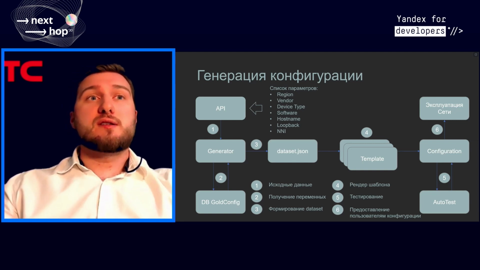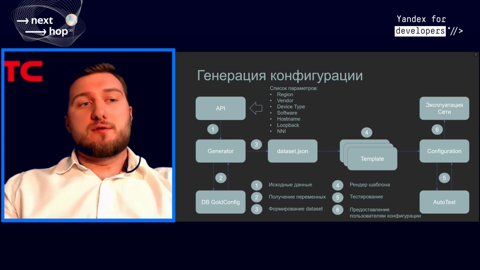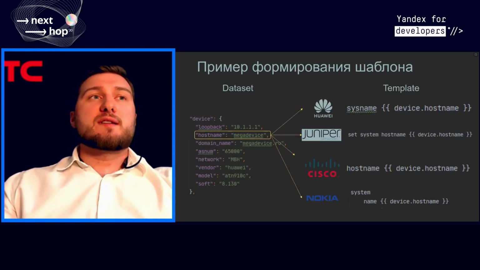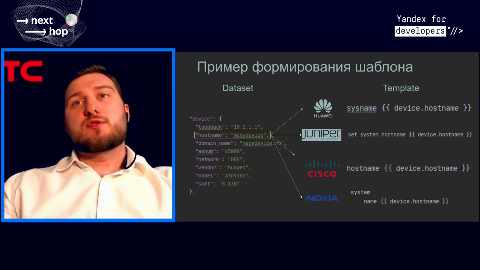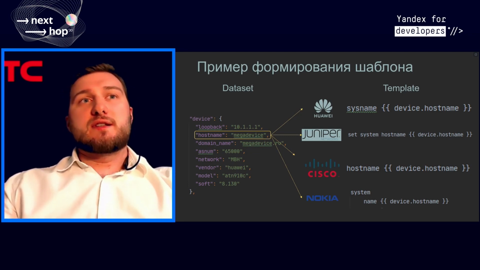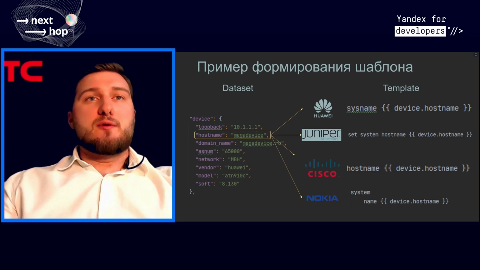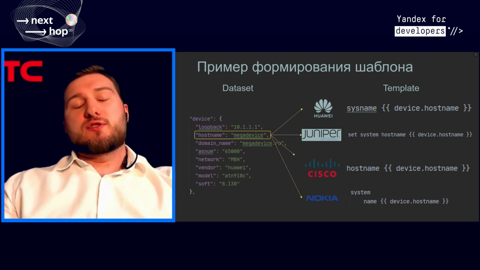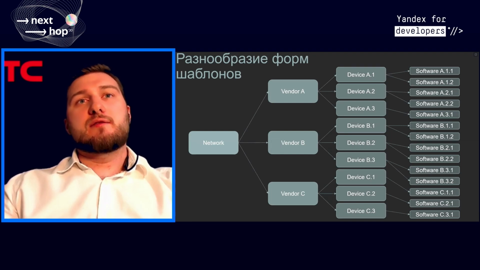Then this data set is sent to Jinja2, and then we have a configuration that could be tested automatically or sent to the user. As we work with templates, there are different variables which need to be identified, which is why on this slide you can see examples of those data sets, how they are written for different equipment. As a result, it's much easier to maintain this system.